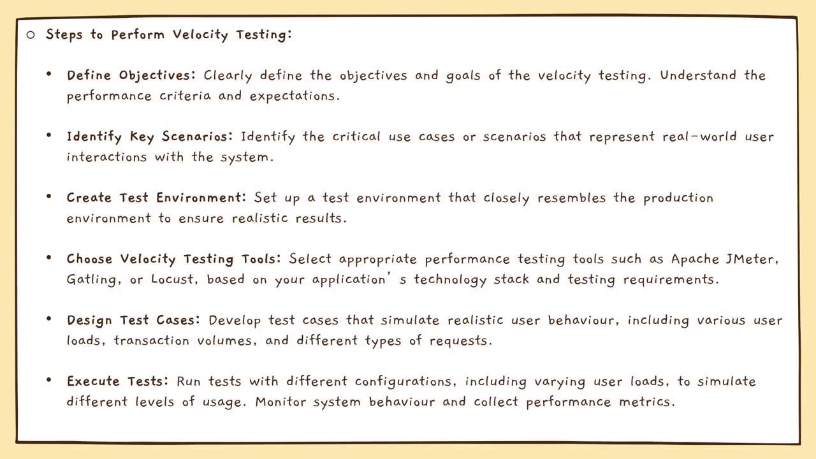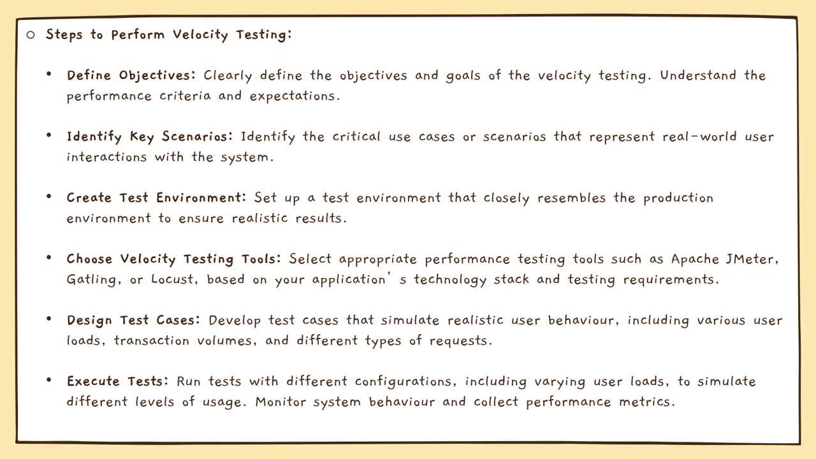Steps to perform velocity testing. Define objectives. Clearly define the objectives and goals of the velocity testing. Understand the performance criteria and expectations. Identify key scenarios. Identify the critical use cases or scenarios that represent real-world user interactions with the system. Create test environment. Set up a test environment that closely resembles the production environment to ensure realistic results.